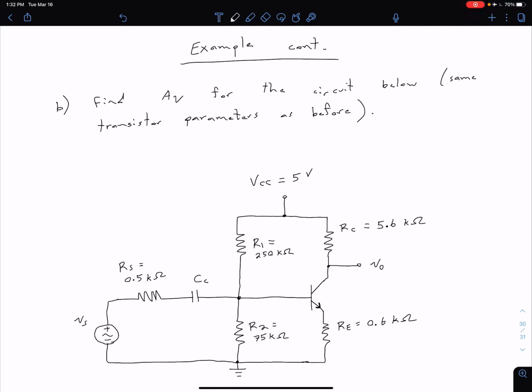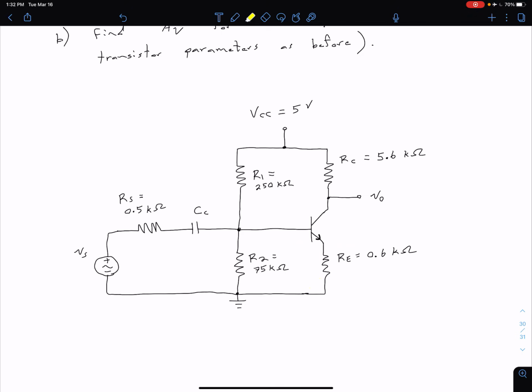Now let's take a look at the second part of our example where we've added the emitter resistor to our amplifier circuit. So in part B, we still want to find our small signal voltage gain, and the only difference in our circuit is we've added in this emitter resistor with a value of 0.6 k ohms or 600 ohms. Everything else is the same.